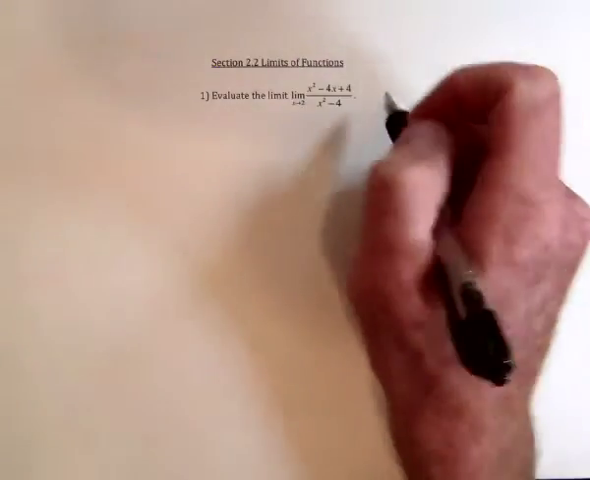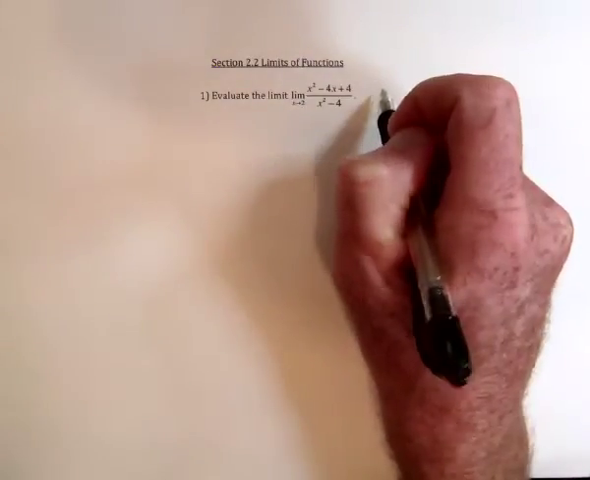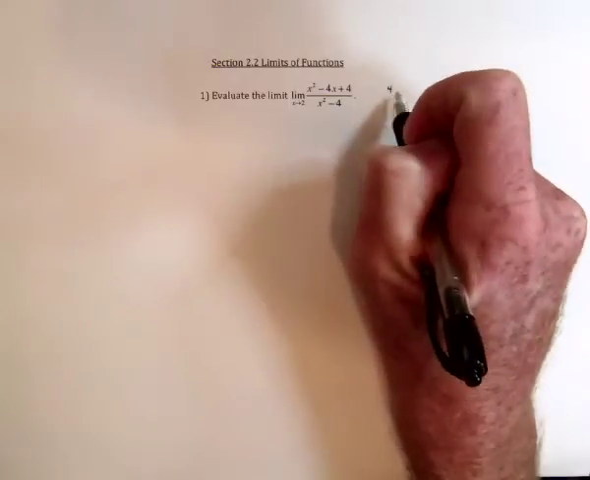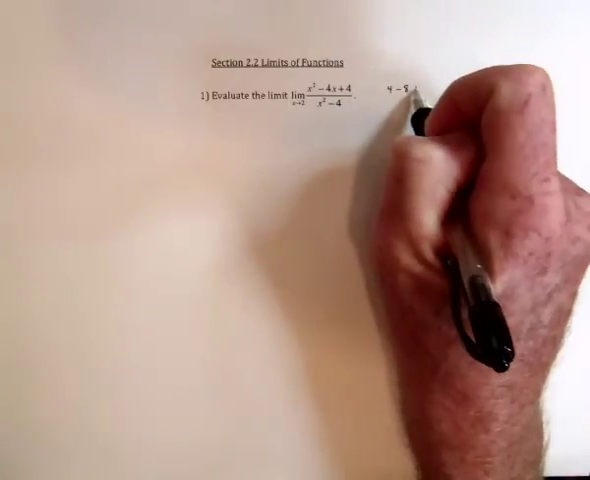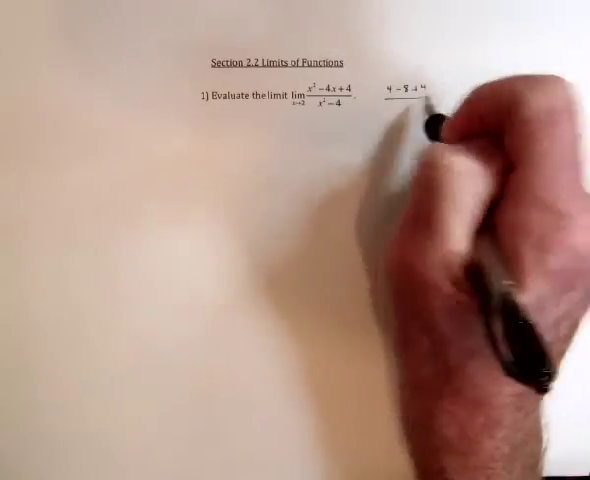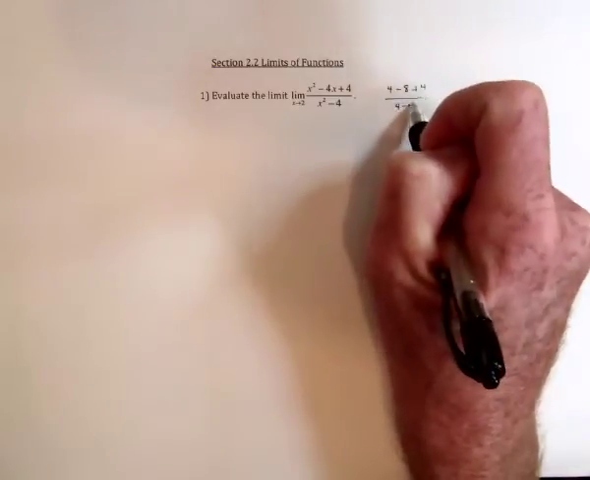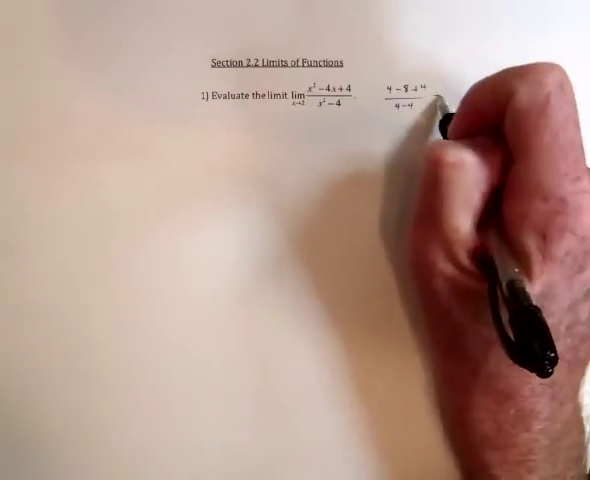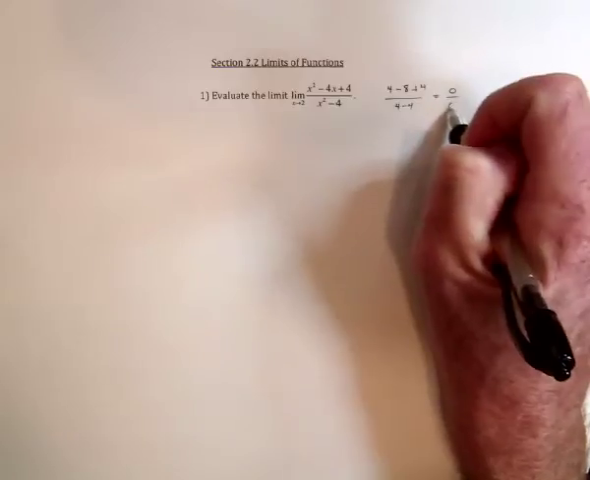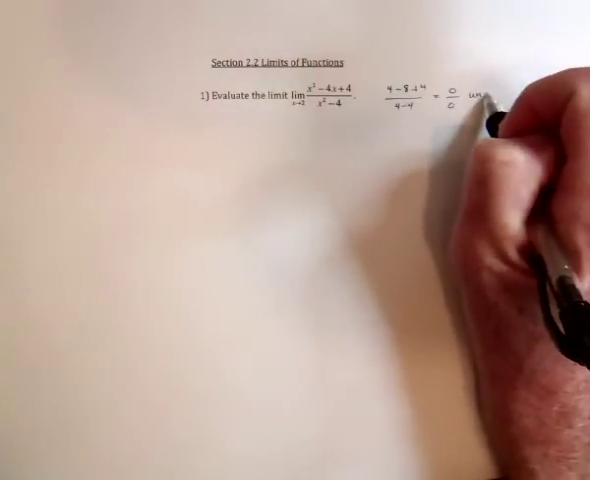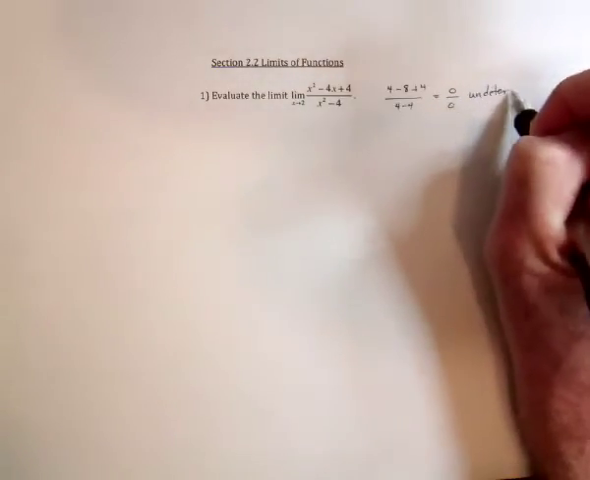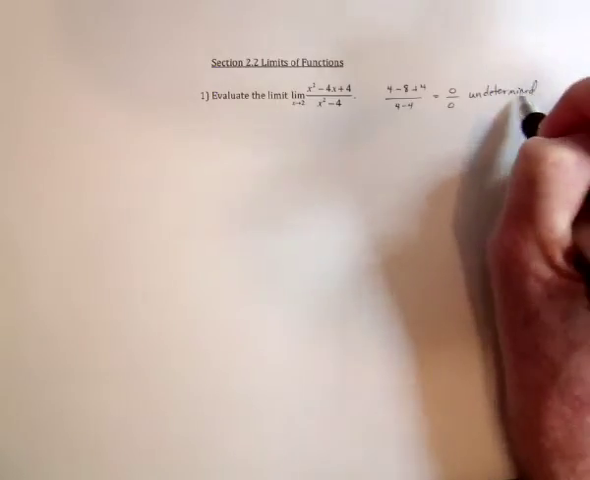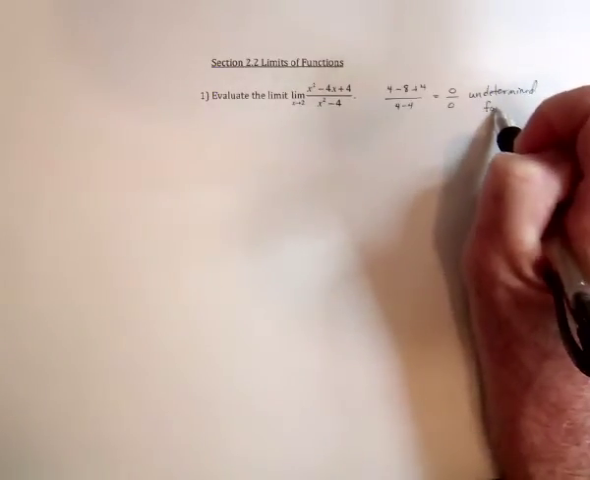So in here, if I substitute a 2, it's going to be 4 minus 8 plus 4 over 4 minus 4. So I can see that the denominator is already going to be causing trouble. And in fact, this is 0 over 0, which is called an indeterminate form.